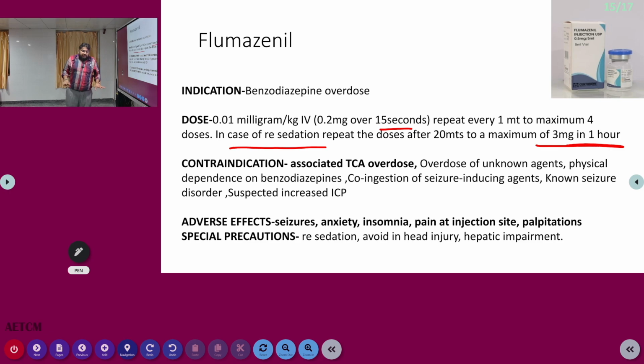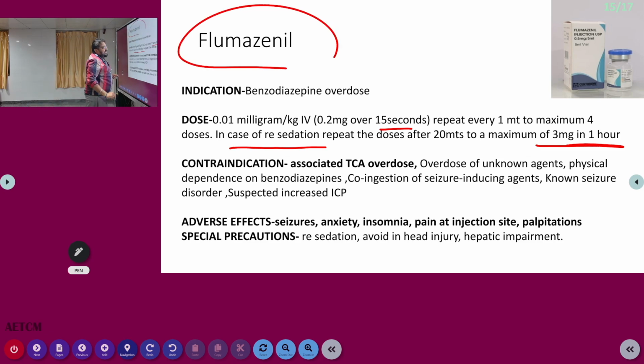Contraindication: if you have got multiple drug overdose, don't use flumazenil. If you are not very sure whether the patient has consumed something else, it can cause seizures. Also contraindicated with tricyclic antidepressant overdose, overdose of unknown agents, and physical dependence. If the patient is already on benzodiazepine for a long time, do not use it. Co-ingestion of seizure-inducing agents, known seizure disorder, and suspected rise in ICP: you do not use flumazenil.